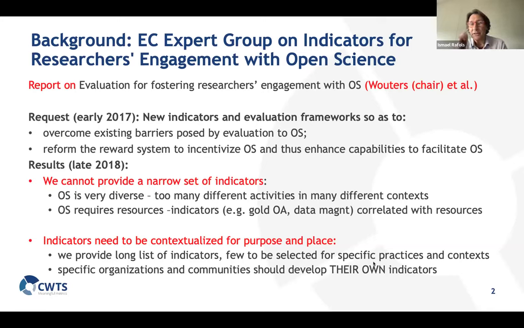And if you only had a small number of indicators used in evaluation, this would narrow down the activities that the researchers would do. And also because open science requires resources. And if we had indicators of open science, it would often be reporting how much resources the researchers would have. So I don't think that these conclusions can be translated to this case, except for the awareness of the need for contextualization.